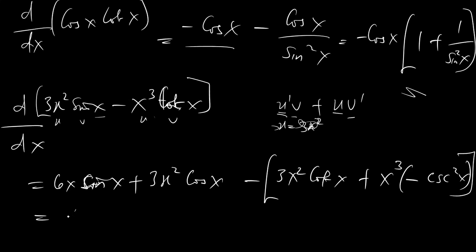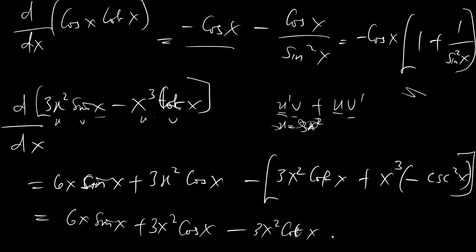Now this is 6x sin x plus 3x² cos x minus 3x² cos x minus plus x³ cosec² x. So this is the final answer. Now let's solve another problem, another form.